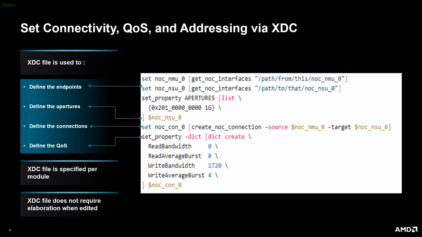Step 2 of the modular NOC flow is to add constraint files, or XDCs, to the design that define connectivity and quality of service parameters for each individual NOC connection. We will be making connections to the XPMs that were added in Step 1. The XDC constraint file can be specified per module and does not require the RTL to be elaborated when modified.